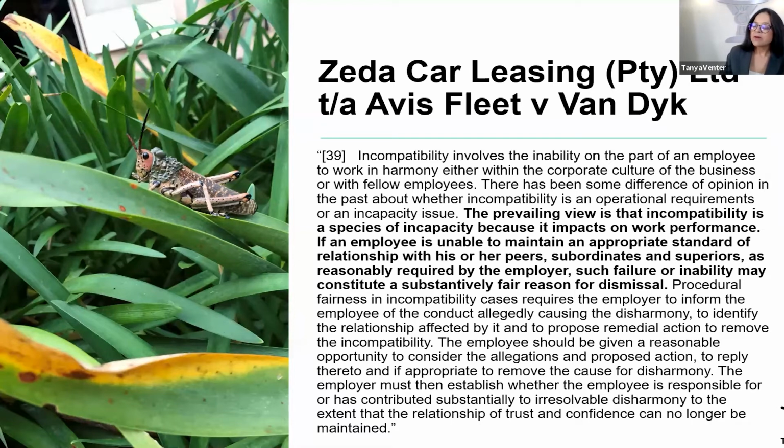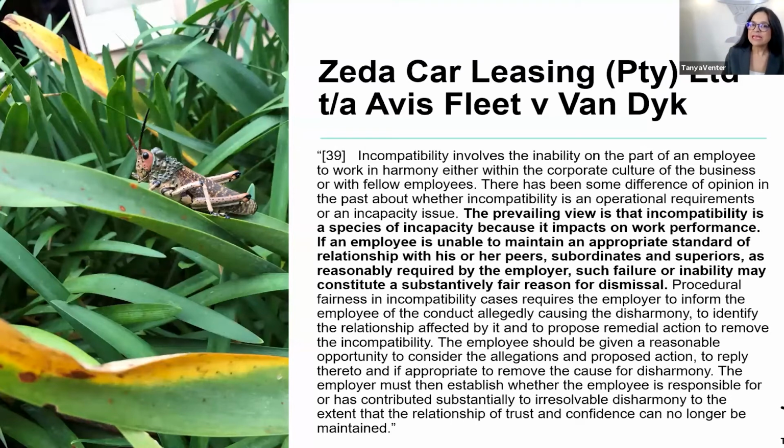procedurally unfair. But what the court did say in this particular judgment was that this was in fact a case of incompatibility. And it's on that basis that they went and explained incompatibility and what it involved. So it's a lovely quote saying it's the inability on the part of an employee to work in harmony within the corporate culture or with fellow employees. And here it squarely points out that the prevailing view is that incompatibility is a species of incapacity because it impacts on work performance. So it places it there.